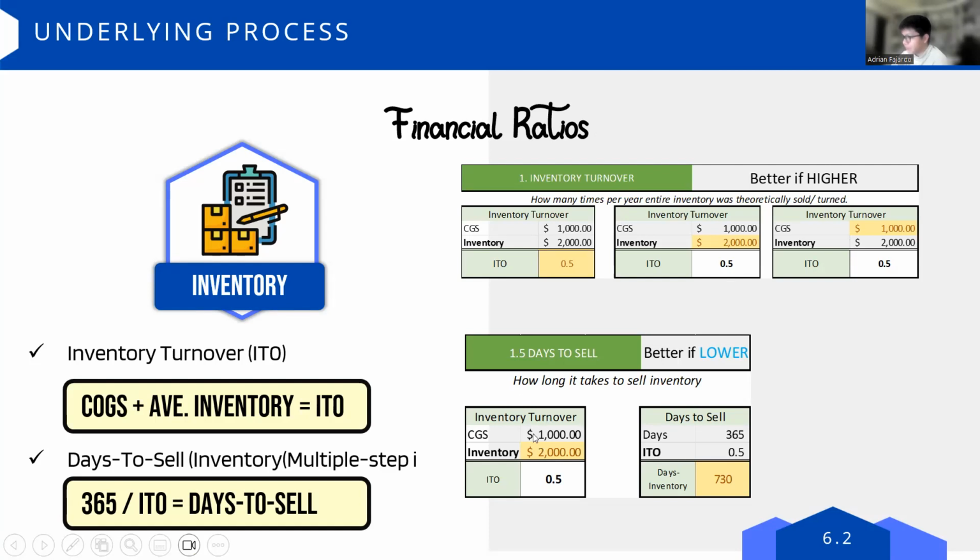So for example, 1,000 cost of goods sold divided by average inventory of 2,000, it will give you an inventory turnover of 0.5. 365 divided by 0.5 inventory turnover is your days in inventory of 730. So ito, these are just simple, straightforward equations na you just have to know just in case tanongin. And with that, we're finally over in terms of chapter 6 subtopic.